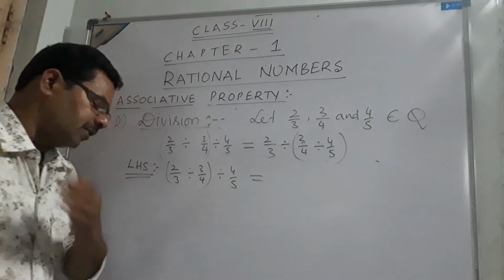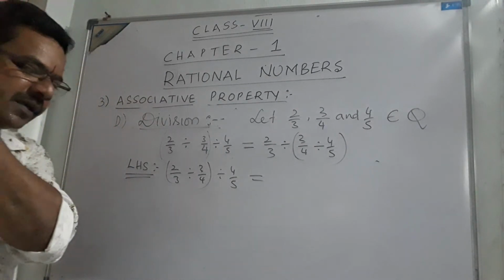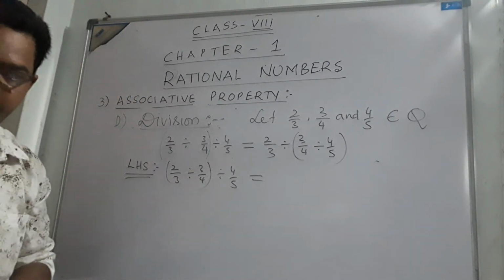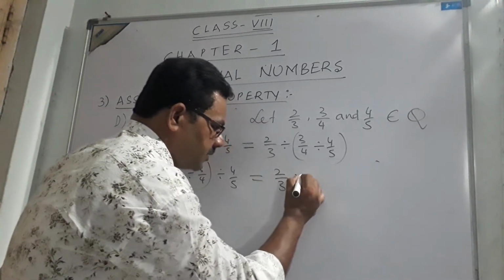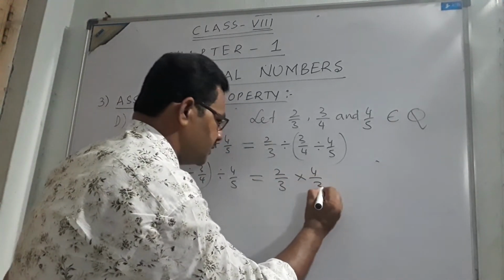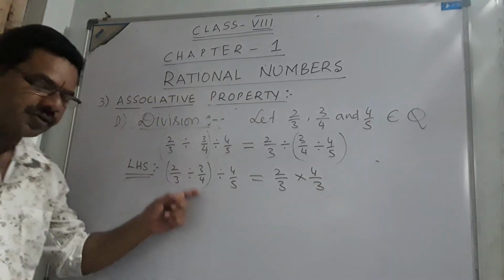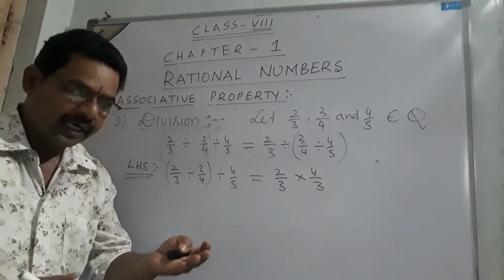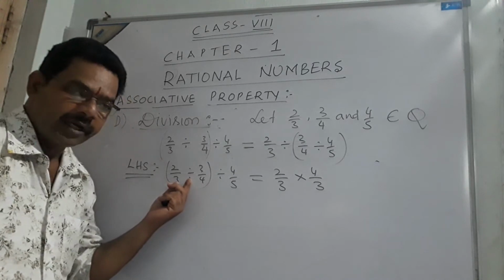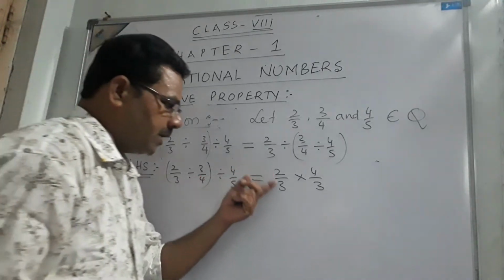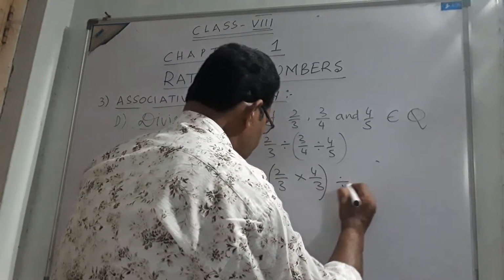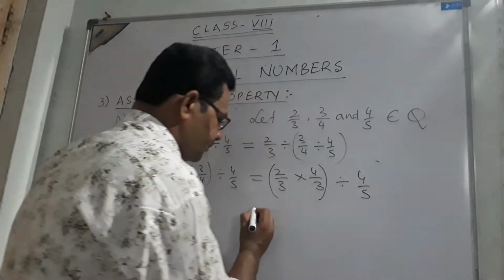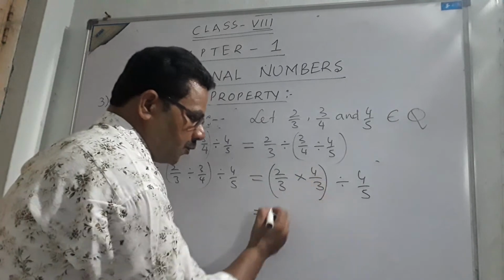Already we learned about the fractions and their divisions. So in fractions, division is not possible directly. So what we told, 2 by 3 into 4 by 3. The second fraction should be written as its reciprocal. Then only it will be converted into multiplication. So 2 by 3 into 4 by 3, this is the bracket, and divided by 4 by 5.